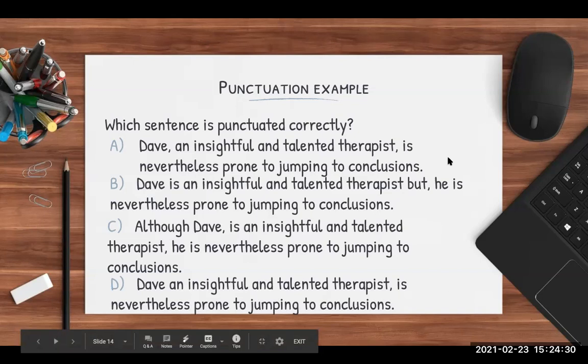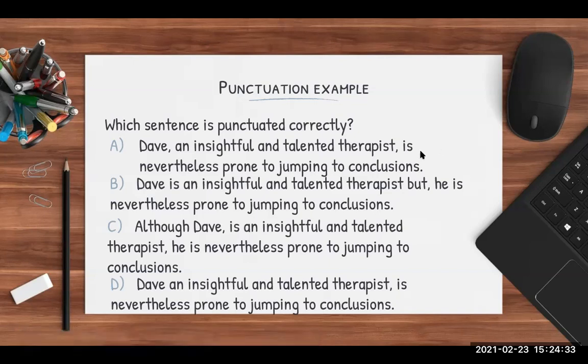So all of these sentences have basically the same meaning, but one of them is punctuated best for clearest understanding. One way I like to think of this is if a phrase is offset by commas, meaning there's a comma at the beginning and end of it, it usually means that it's something you could take out of the sentence and still have the sentence make sense. So if we try that with A, that leaves us with Dave is nevertheless prone to jumping to conclusions. And that mostly makes sense.